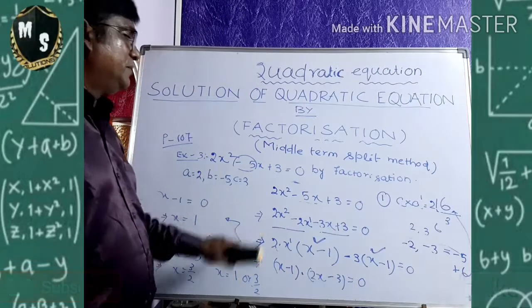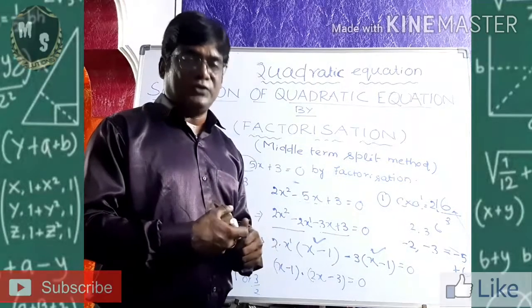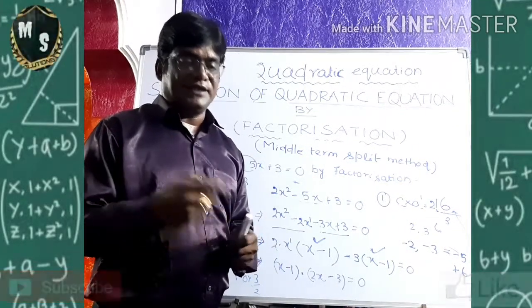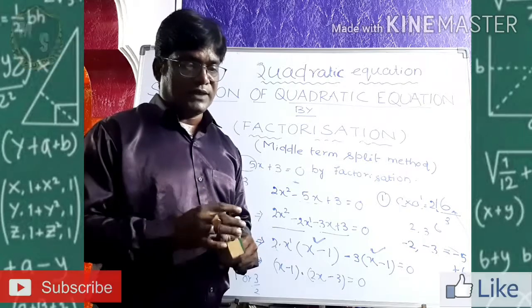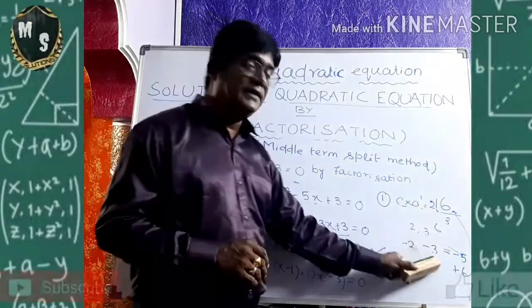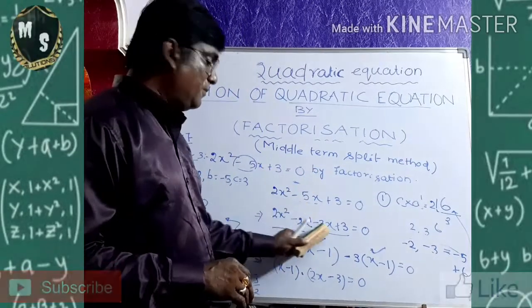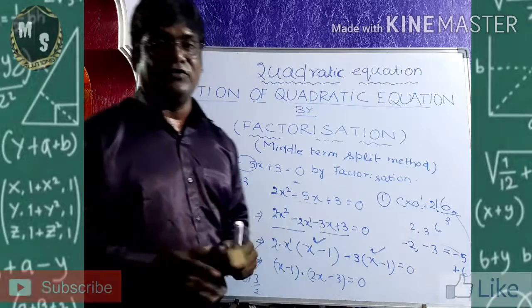So like this, the middle term splitting will be done. Some exercise sums are there. You try them and practice them. That is in exercise 5.2. Please do them and get the factors nicely. Find C into A and factorize by splitting the middle term. Take common nicely and get your values.